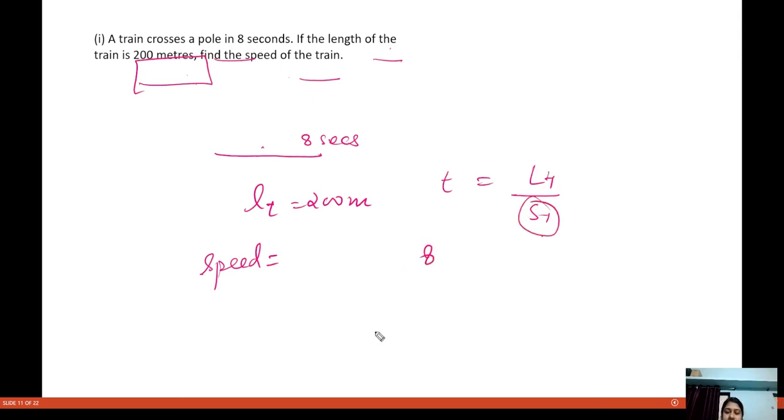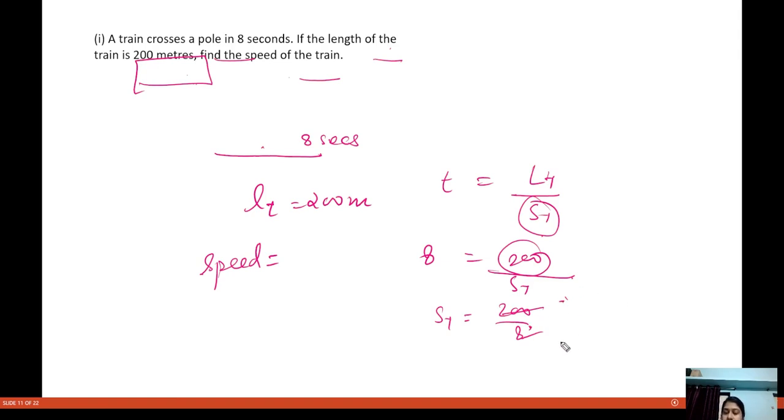Time is given, 8 seconds. The length of the train is 200 meter. So the speed of the train is how much? Speed = distance divided by time, which is 200 divided by 8. So what will you get? You will get 25 meter per second as your answer.